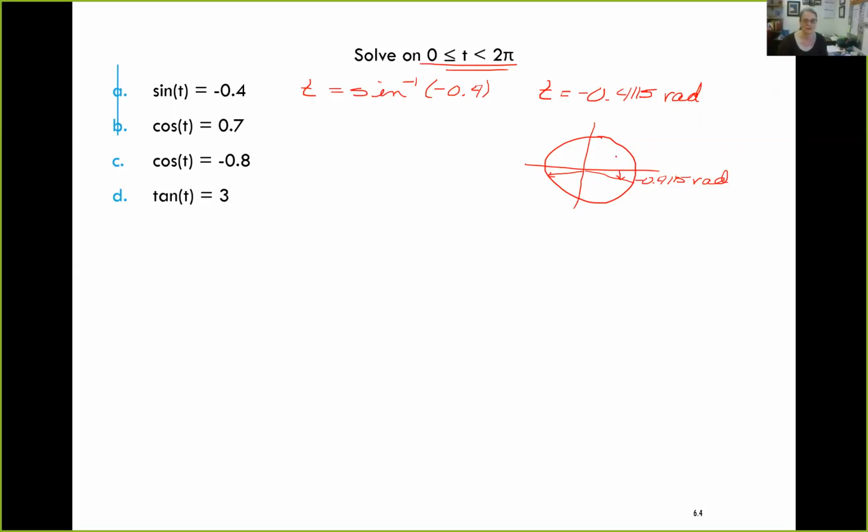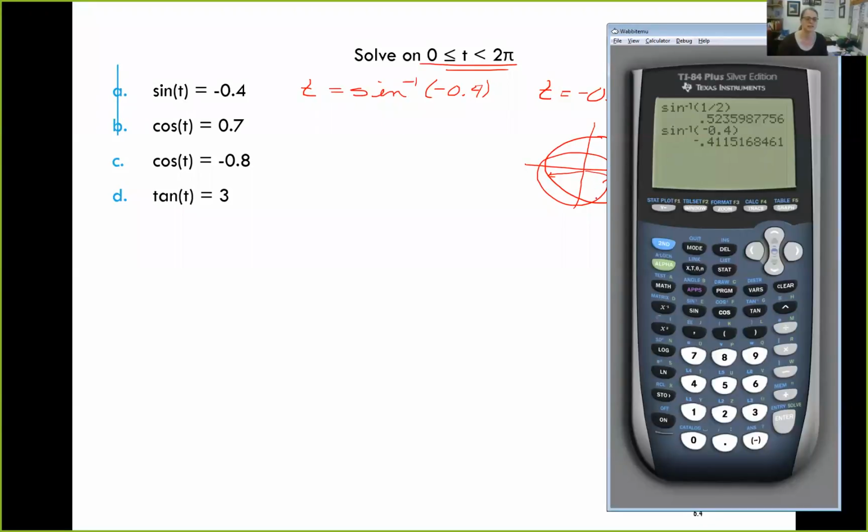What do I do? Well, to get to this one, what can I add? Add 2 pi. So take my negative 0.4115 and say, all right, I need to go the other way. So I'm going to add to that 2 pi, and I get 5.8717.